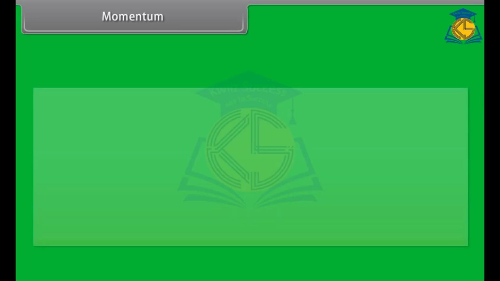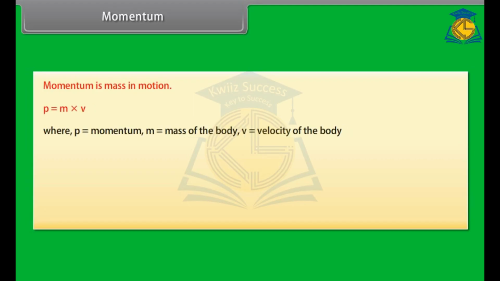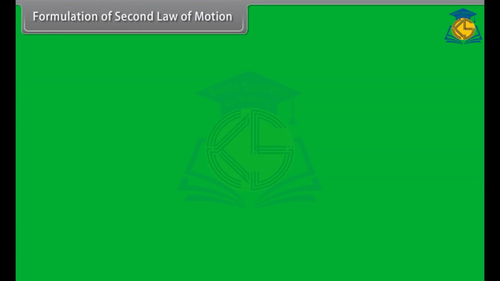Momentum. Momentum is mass in motion. P = m × v, where P is momentum, m is mass and v is velocity. Momentum formulation of second law of motion.